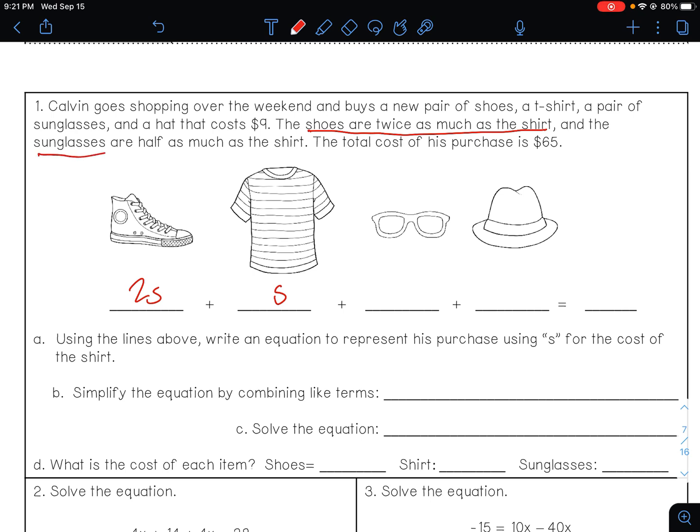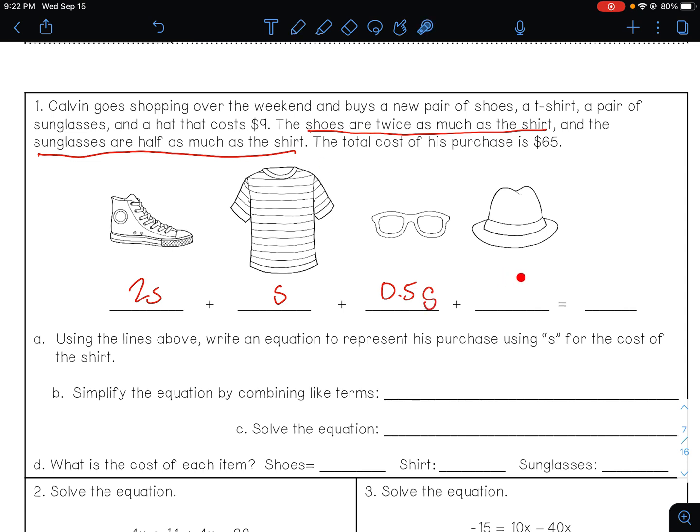All right. What else do we know? We know the sunglasses are half the cost of the shirt. So the sunglasses, you could say that would be 1/2 of S. Or I hate fractions, so I'm going to say 0.5 S. Same thing. That's a 5 and an S. Here, let's try to make that look more like an S, I guess.